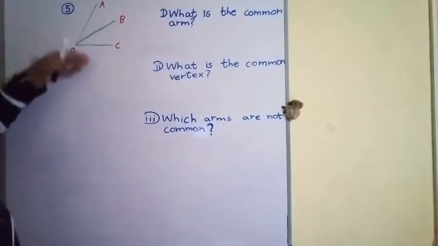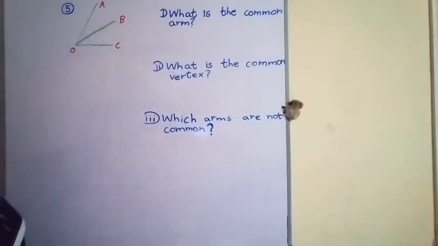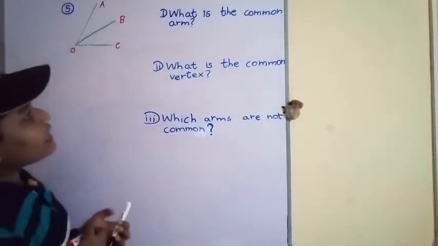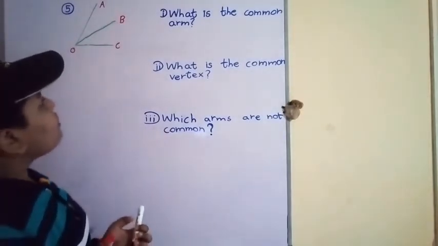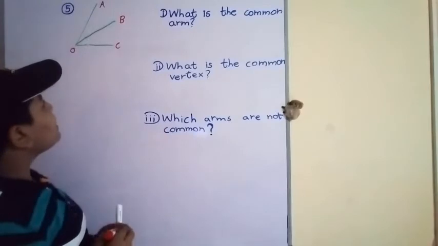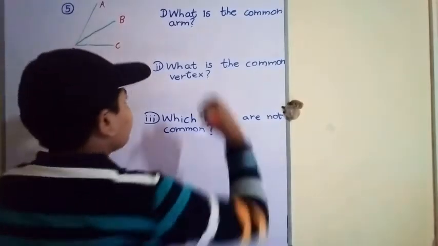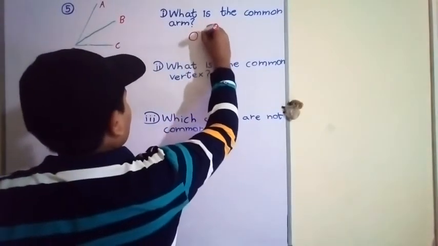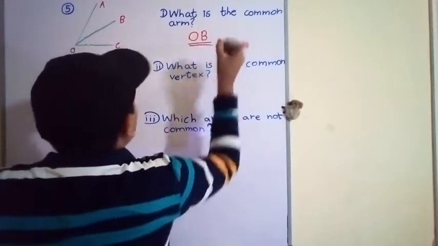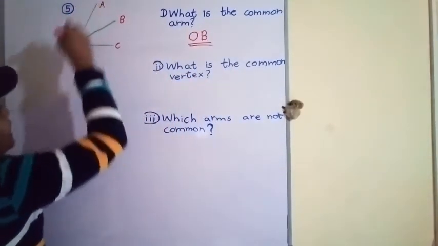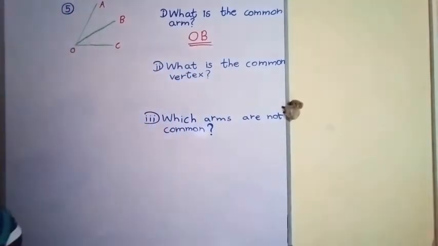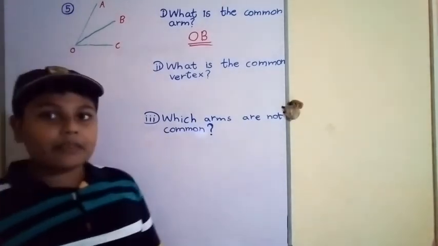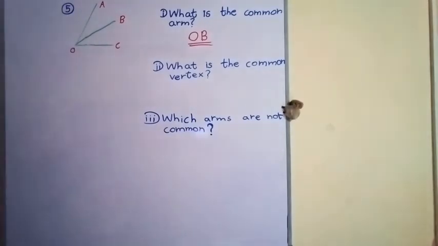Now, AOB, BOC, right? Now, you want to find what is the common arm, right? What is the common arm? OB, right? OB is the common arm because of O, A, O, B, O, C, O. But the main one is B. Now you can write OB.